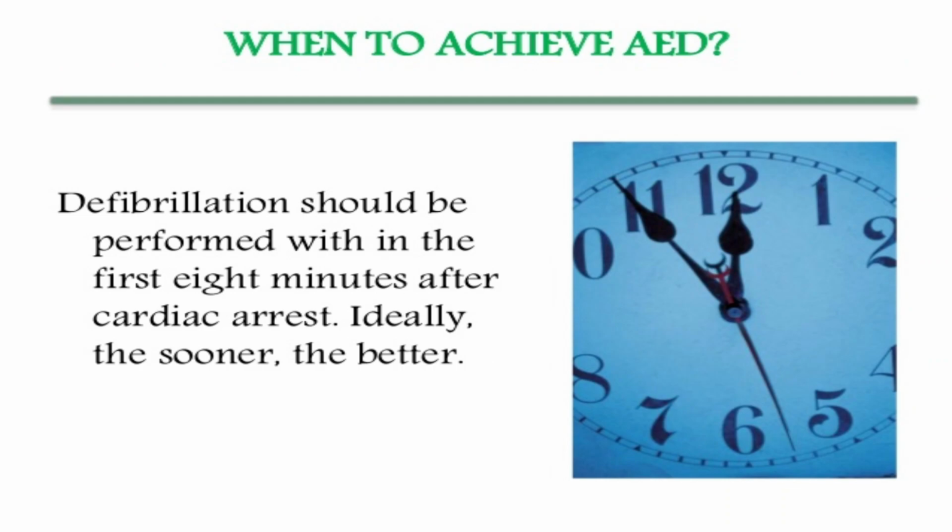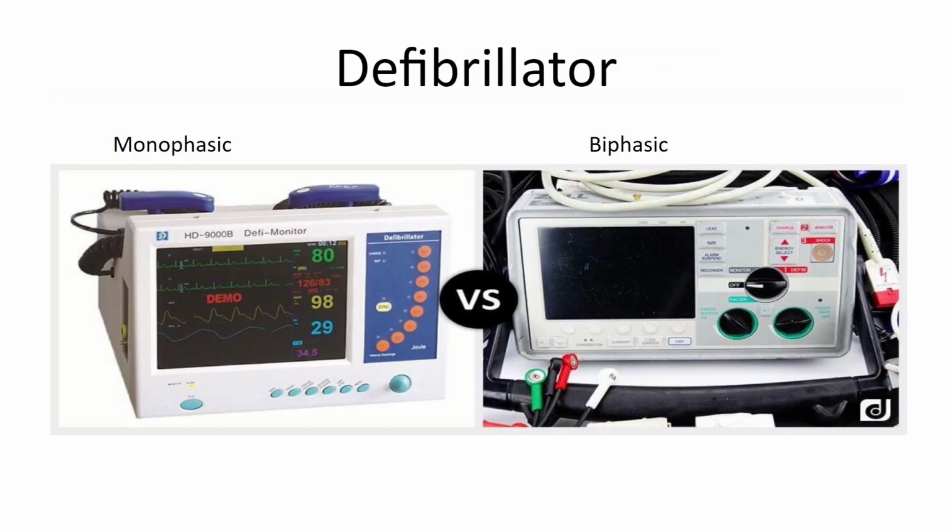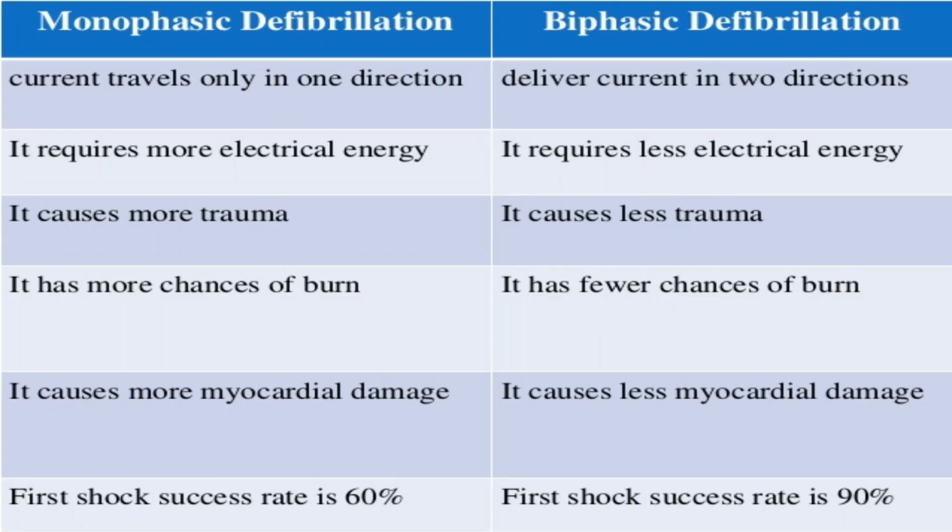And the defibrillation ideally is done within the first 8 minutes after the arrest. Sooner the better, earlier the better, but defibrillation done after 8 minutes of the cardiac arrest would have very poor results. So whether that defibrillation is really helpful or not depends on the timing at which you have started the defibrillation. Defibrillators are again of two categories, monophasic and biphasic. What we have in our ICU is a biphasic one, and biphasic is considered to be more efficient and safer than monophasic.